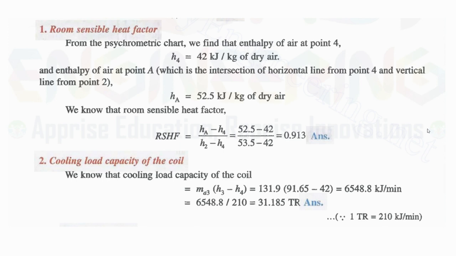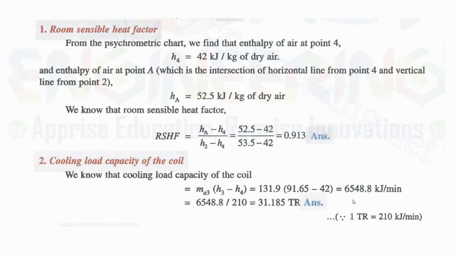And our second question was the cooling load capacity of the coil. So cooling load is the total heat removed from the air multiplied by the mass of air. So here the enthalpy difference between point number 3 and 4, H3 minus H4, multiplied by the mass of total air. So that comes to 65658.8 kilojoule per minute.